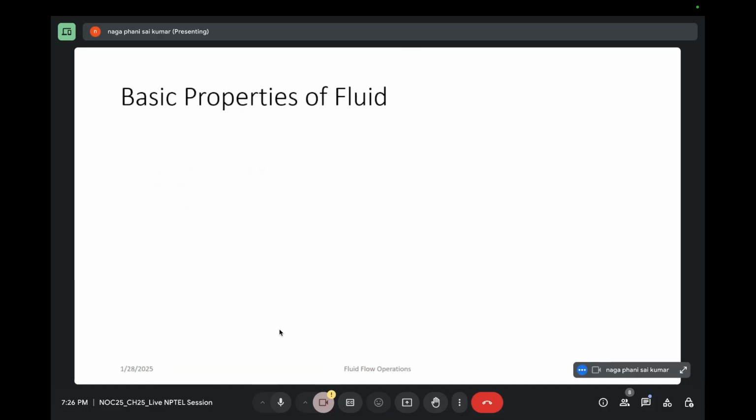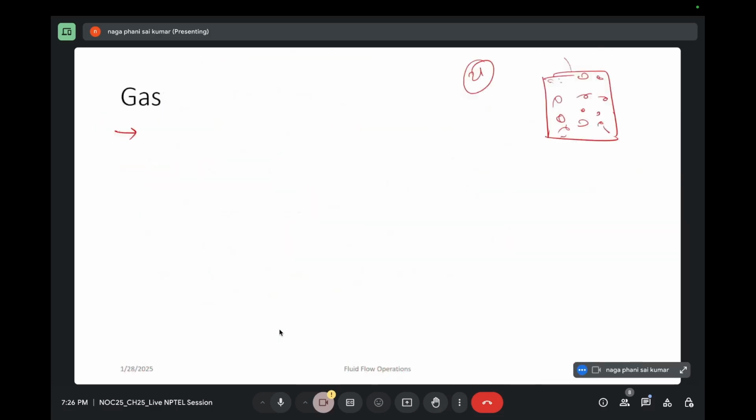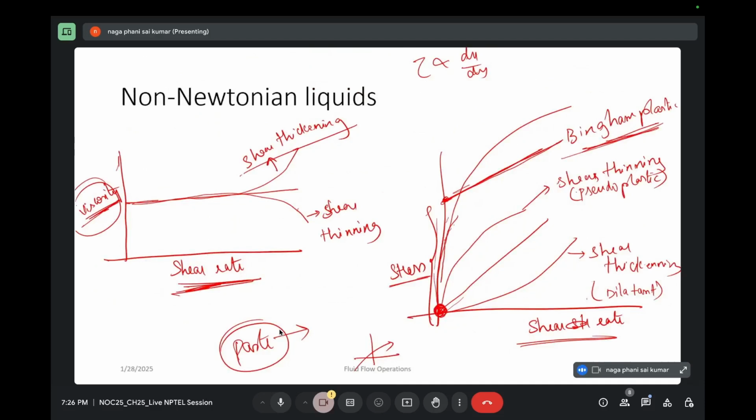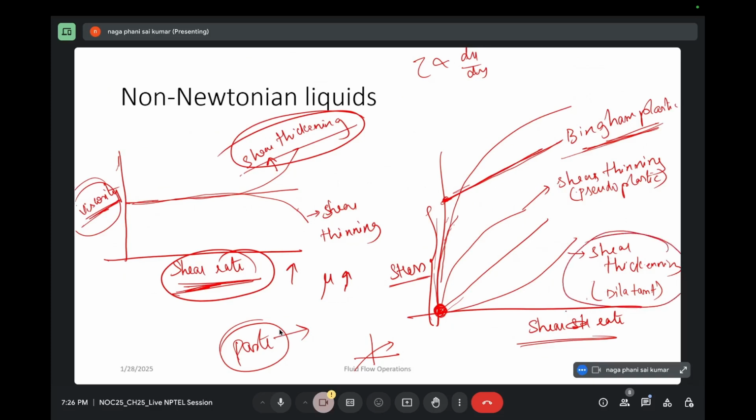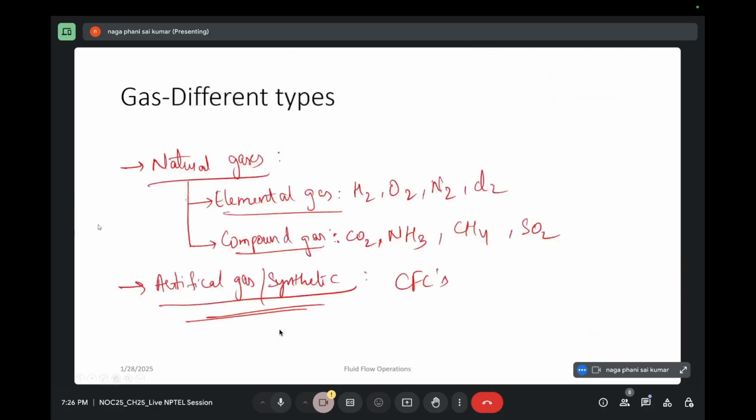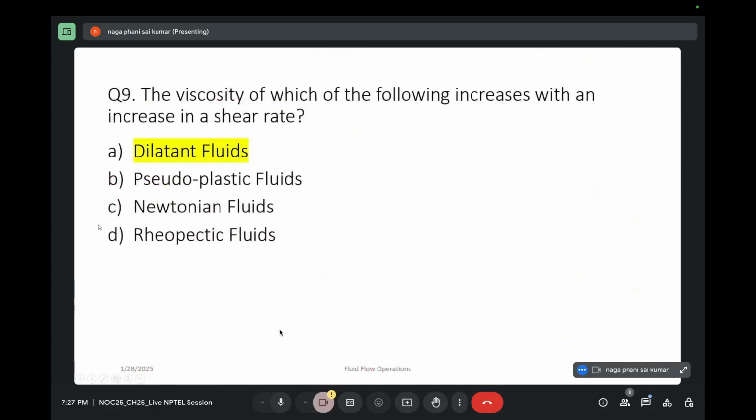What will be the answer? If you are increasing shear rate, mu should also be increasing. So that is a shear thickening liquid, right? What is a shear thickening liquid? It's called dilatant. Whenever you increase the shear rate, viscosity should increase. So in this case, it is increasing, right? So it is called shear thickening, and a shear thickening liquid is also called dilatant. Option A.